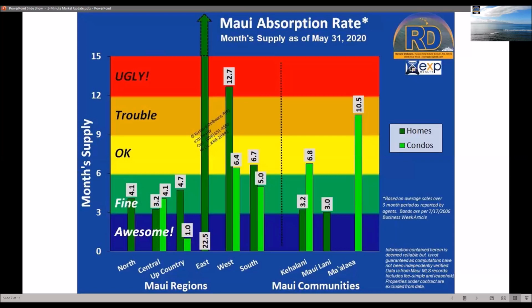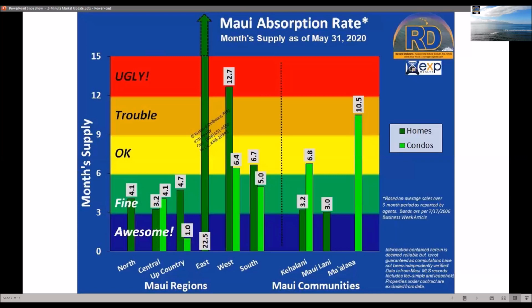So from 0 to 3 months, that's something I call an awesome market. Also, you could consider that to be a red hot market, definitely a seller's market. Sellers are celebrating, buyers are having difficulty finding a home and actually getting an accepted contract. There's probably multiple offers on a home in a market like that.